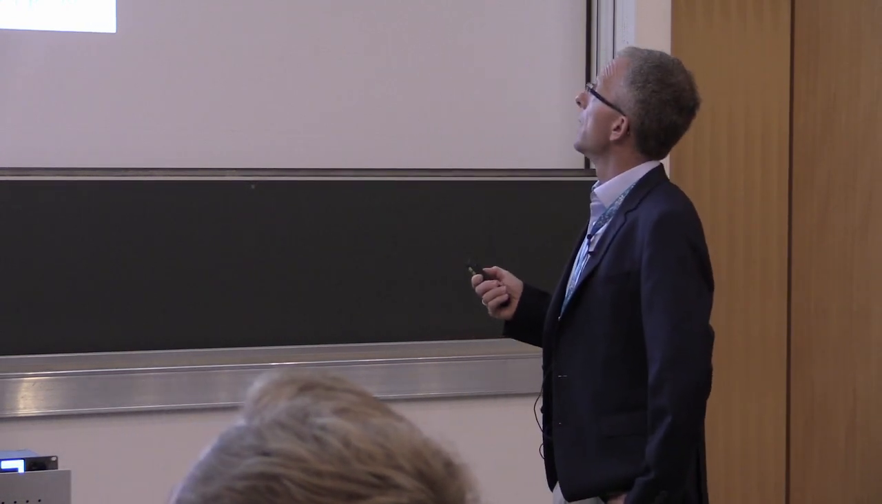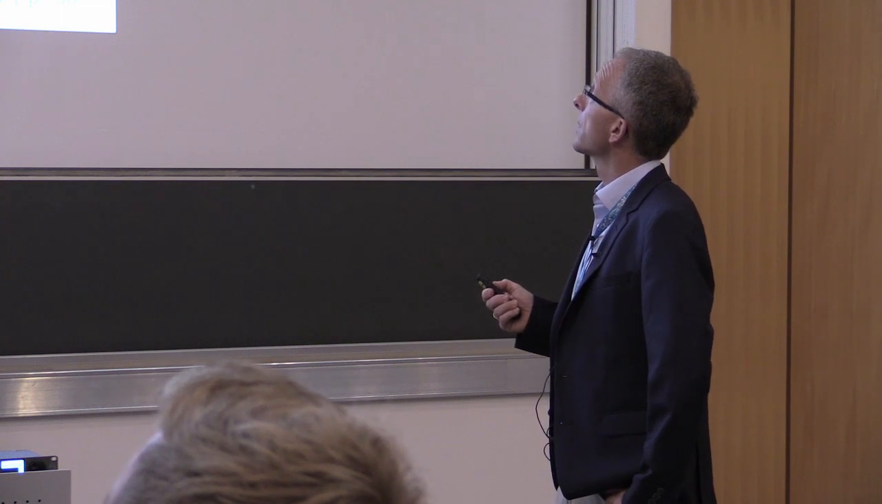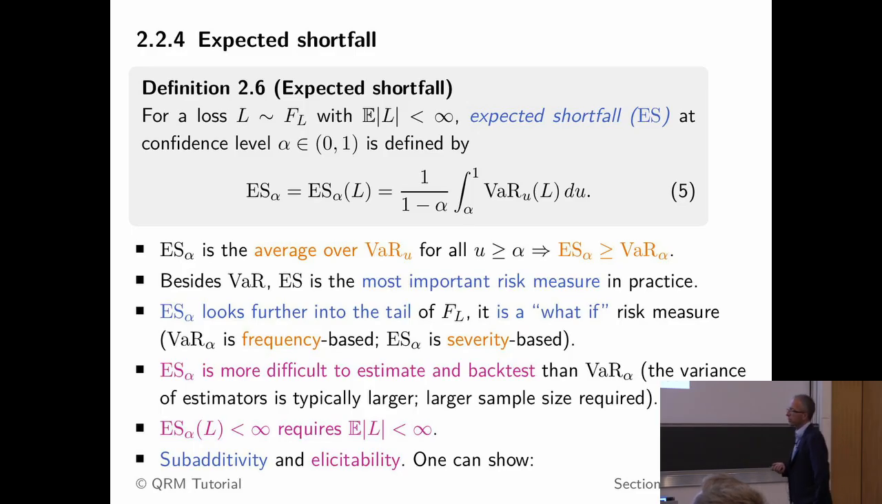For a loss, now we need a small assumption. Expected shortfall works only for losses that are integrable. The expected shortfall at confidence level alpha is defined as the average of all value at risk levels from alpha to 1. So this is a normalization, and this is the average value at risk level. So this definition would suggest to call it average value at risk. Why we still stick to expected shortfall will become clear later on.